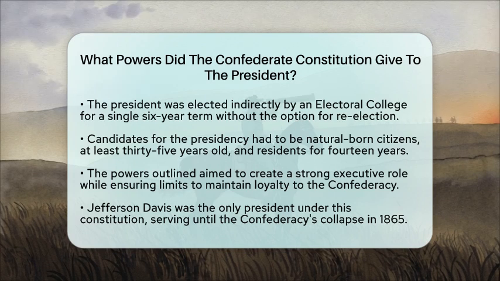These powers and restrictions reflected a strong executive role while also placing limits on the presidency to ensure loyalty to the Confederacy. Jefferson Davis was the only individual to serve as president under this Constitution, leading from the provisional government stage until the Confederacy's collapse in 1865. Understanding these powers gives us a clearer picture of how the Confederate States of America functioned during the American Civil War.